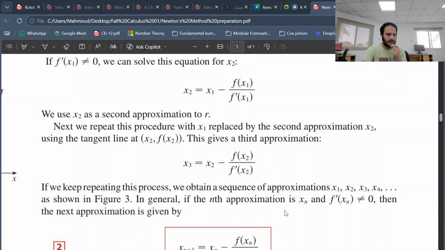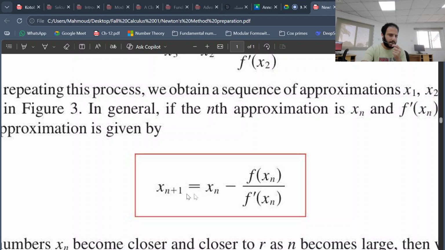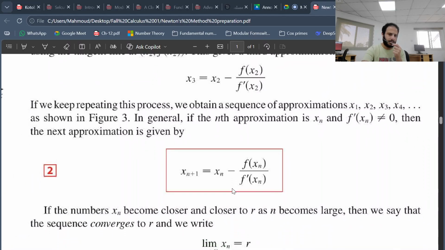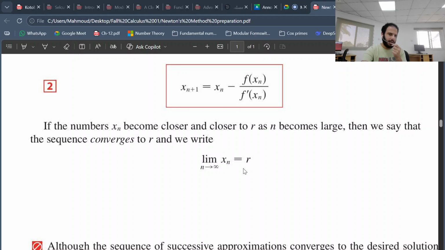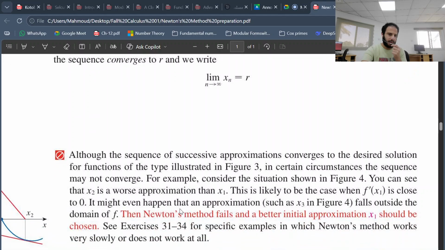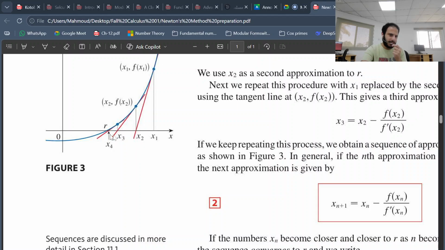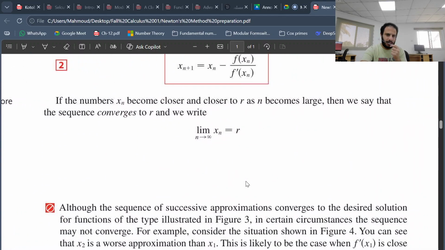In general, if the nth approximation is xn and f prime xn is not 0, then this is the formula. So you need to remember this formula, okay? This formula is very much important. Now as n goes to infinity, you get the exact value. But here there is something important. Although the sequence of successive approximations converges to the desired solution for functions of the type illustrated in figure 3, so in figure 3, for this function, the sequence converges to R, right? But see the warning here.